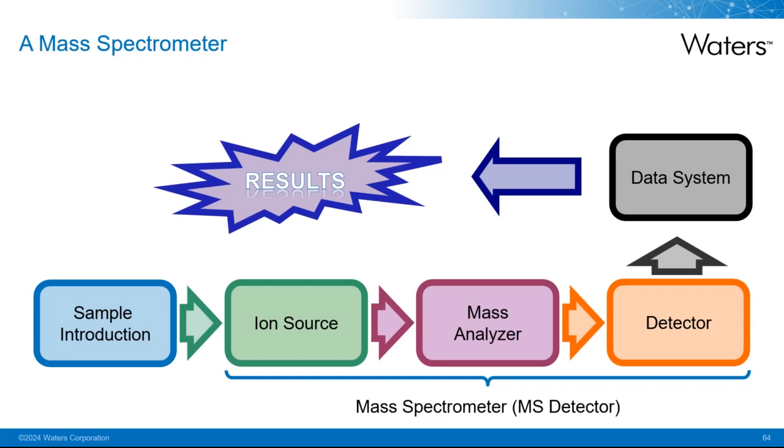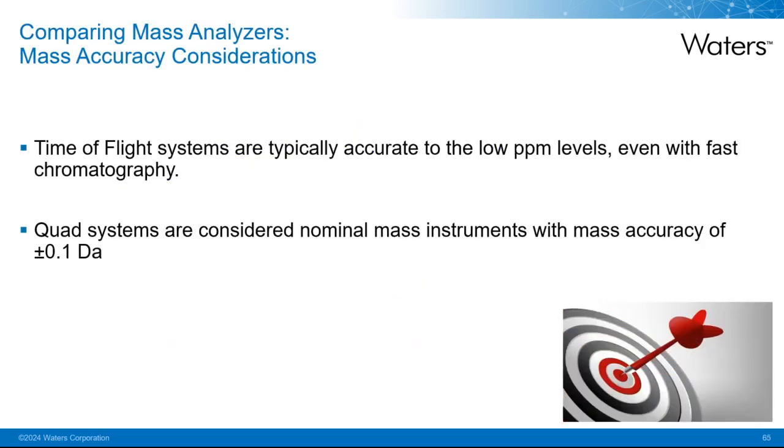So we've covered everything now, from sample introduction to ion source to the mass analyzer and the detector and the data system, which you interact with every day. So the ion source, where the analytes are converted into gas phase ions, the mass analyzer, where the ions are separated by their mass to charge ratio, and the detector, where the different mass to charge ratio ions are detected. So let's just quickly compare the mass analyzers together.